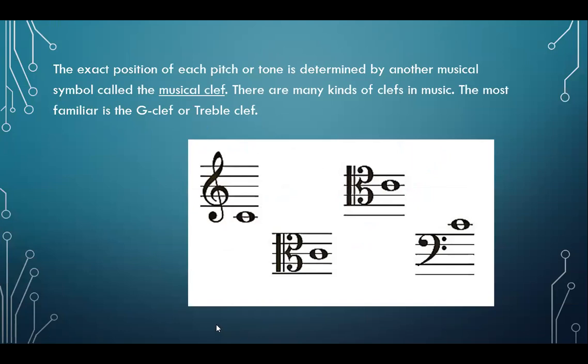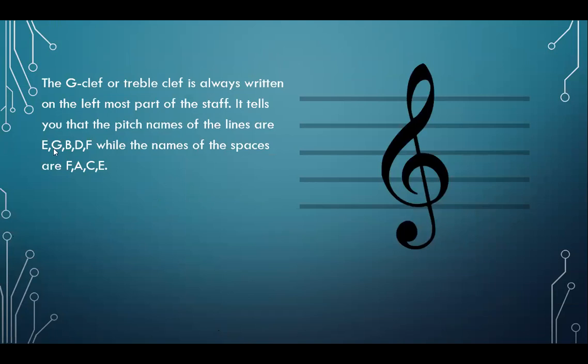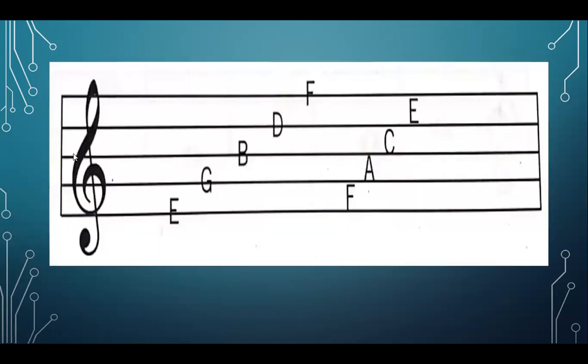So you have here the different types of musical clef. You have the G clef, or the treble clef. The clef is also written before the given notes. The lines are patterned with the letters E, G, B, D, F. Remember this one, we did the game. And for the spaces we use F A C E.